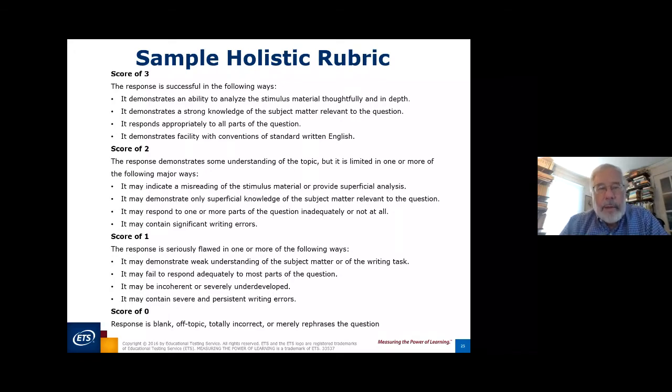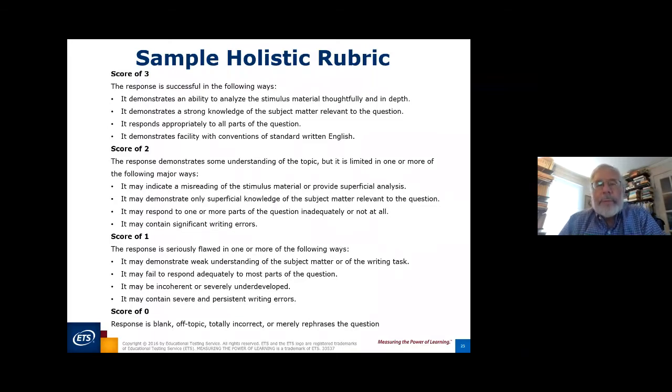And also they're parallel, and the first one's the ability to analyze. The second bullet is knowledge of the subject matter. The third bullet responds appropriately to all parts. And the last bullet, the conventions of standard written English. Then the 2 has the same bullets in the same order with different descriptors, as does the 1.